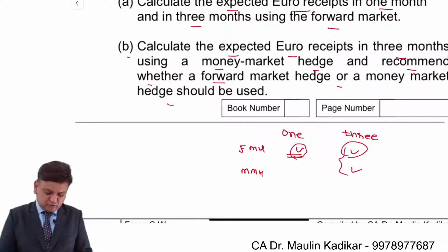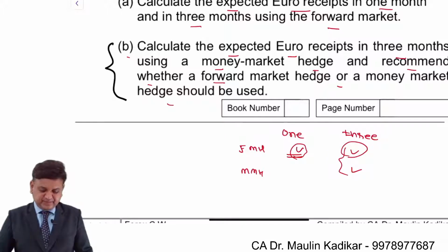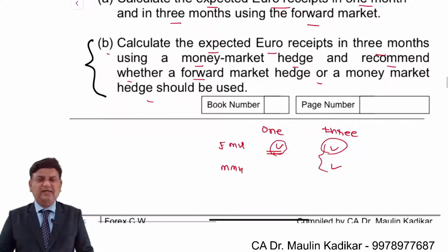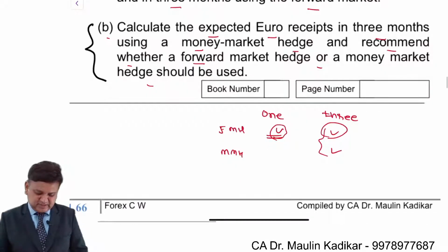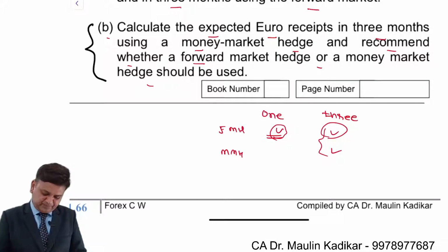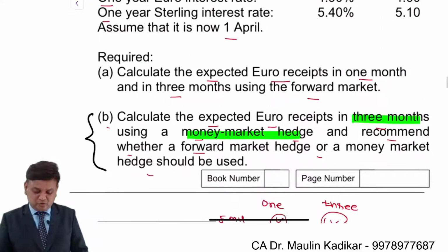I want all of you to answer this. That is like money market hedge for 3 months. Try to calculate the answer and put your answer in the chat box. So let us see, in case of 3 months, if at all we go for the money market hedge, then in that case, how to do the answer?